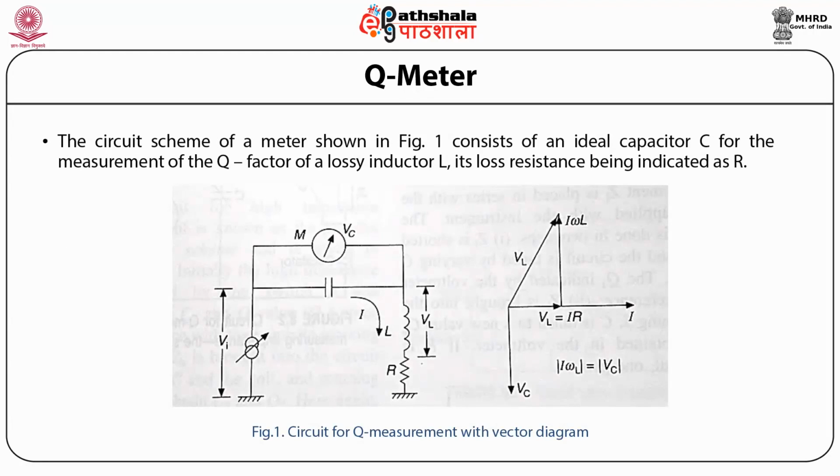The circuit scheme of a Q-meter is shown in the figure, which consists of an ideal capacitor C for the measurement of the Q factor in a lossy inductor L. Its loss resistance is indicated as capital R. Figure 1 shows the circuit for Q measurement with vector diagram.